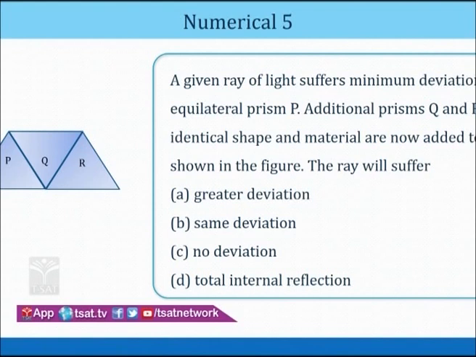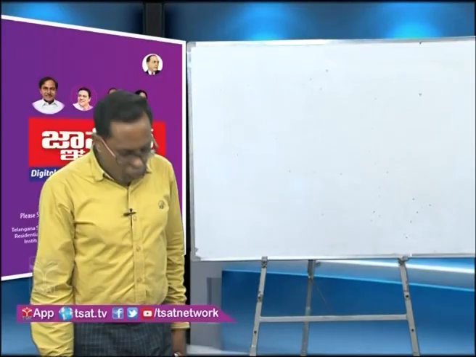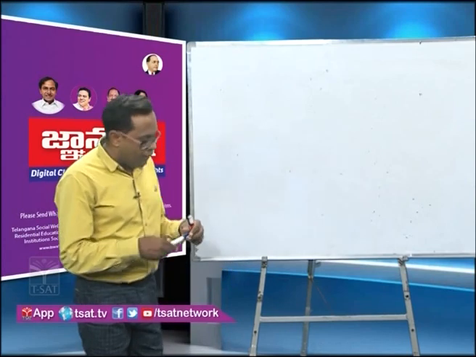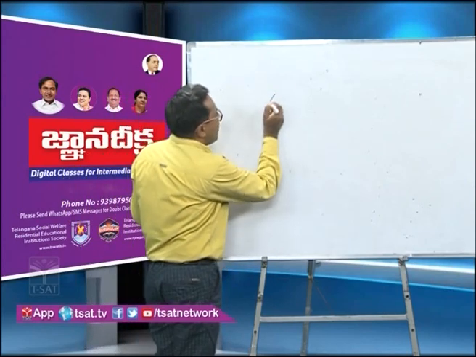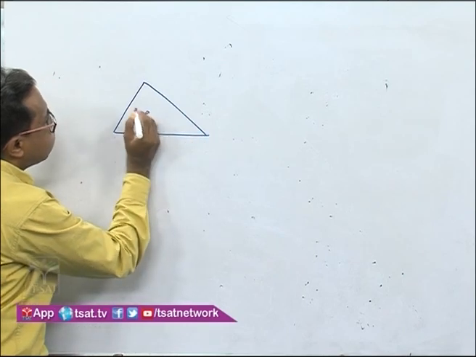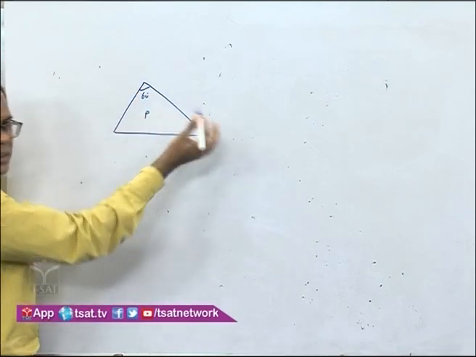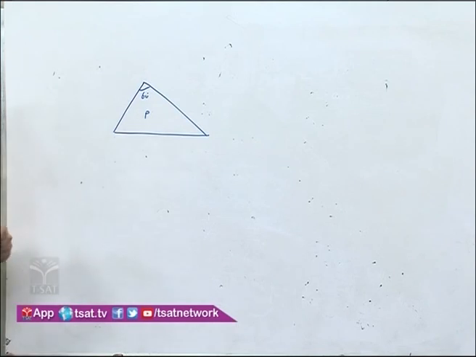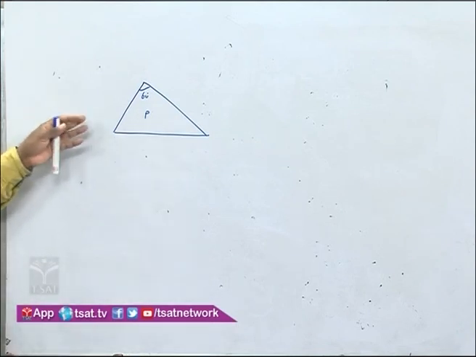So now what is the net deviation produced? Will it be greater than the previous one, or will it have the same deviation, or will it have no deviation, or will it have TIR? So now let us start with this concept. It's a very good question. So now let us consider we have one equilateral prism P, 60, 60, you know it. Now the first question is, what is the deviation produced by this prism?